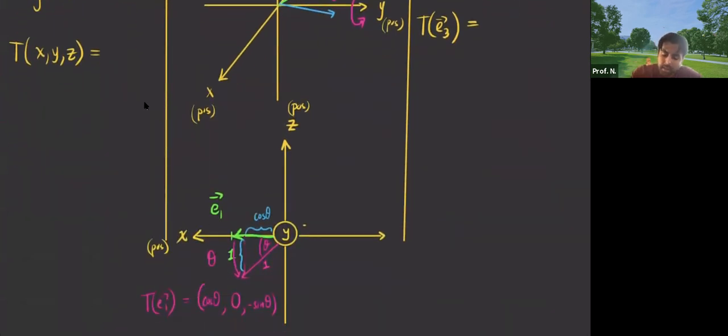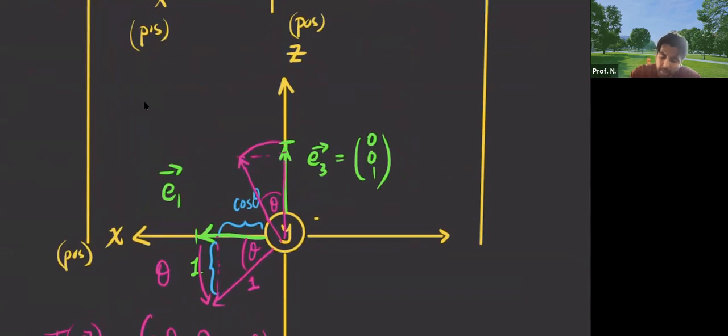And then lastly, what happens with E3? E3 is 0, 0, 1, right? I'm rotating it again by theta. So again, I have this right triangle that I can form. And by now, I should already know what's going to happen. The top here is sine theta, and this here would be cosine theta.